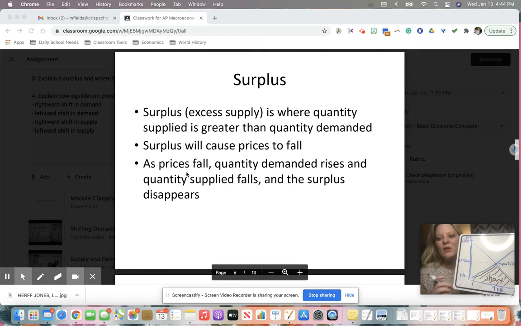All right, the opposite of that would be a surplus. The surplus is when you have too much supply. There's a bunch of stuff sitting around in warehouses. They have too many stores of things that are going on.